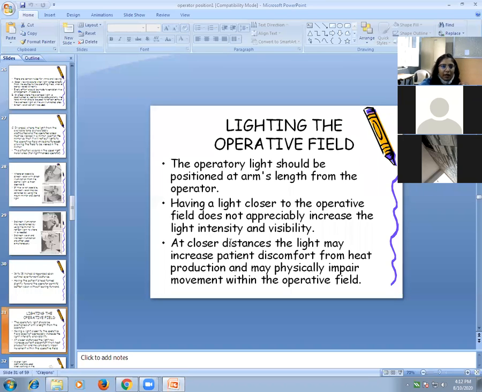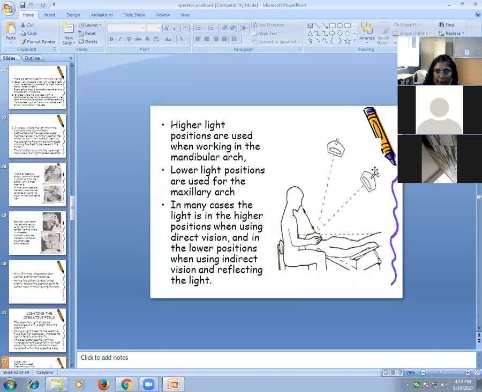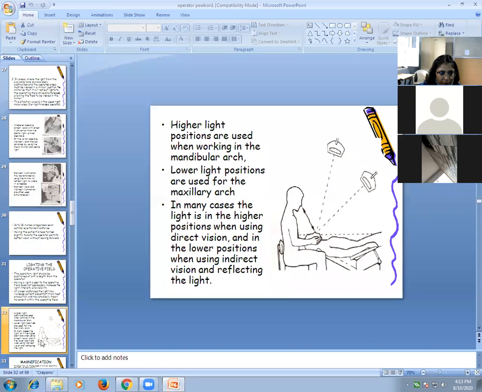You place it at a height above the operator's arm's length. Also, if you place it too close, the patient will not be comfortable because the light will directly hit the patient's eye. So never place the light very close to the patient. See, this is the picture I showed you previously also.